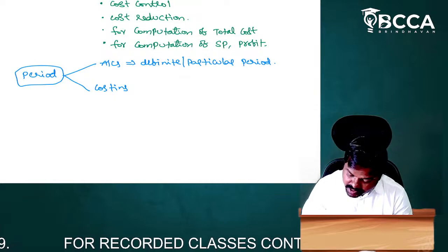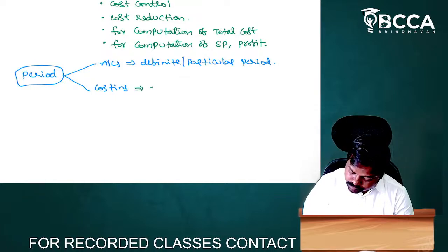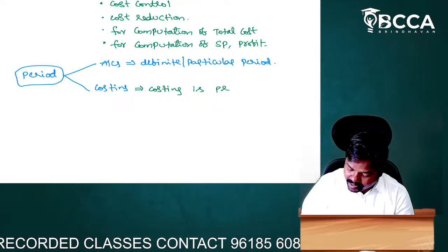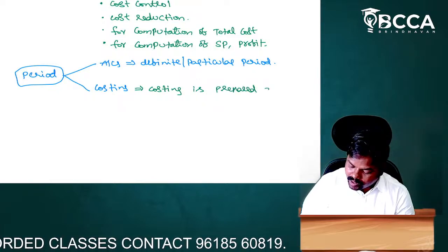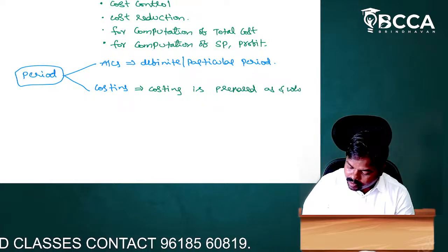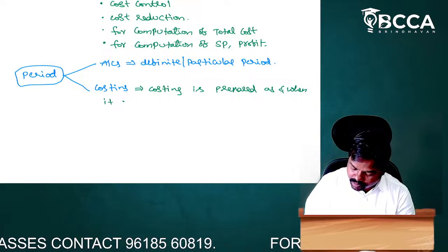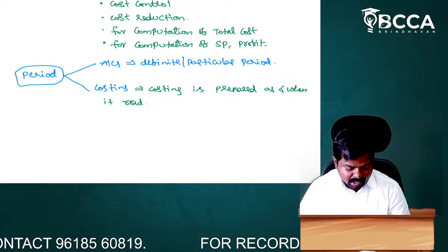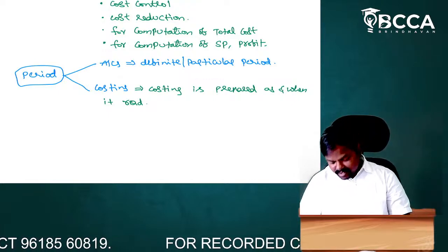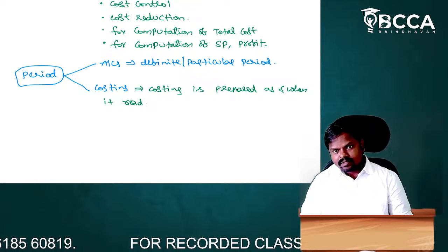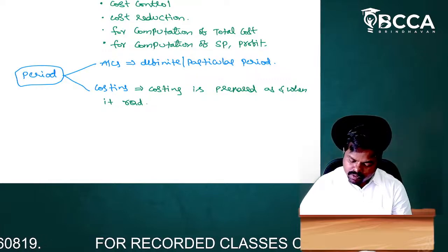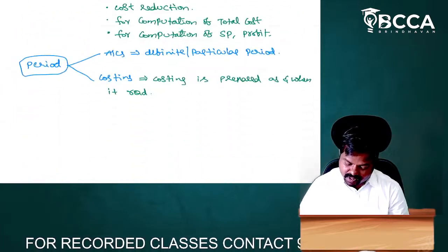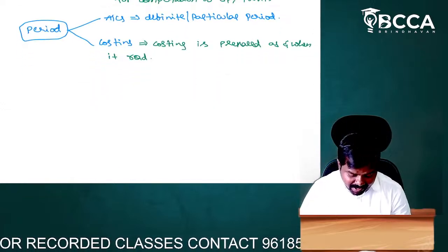But costing is prepared as and when it is required. Till now discussion clear. In young generation, so many fake accounts are there. So first point, number one difference, purpose. Number two difference, period.